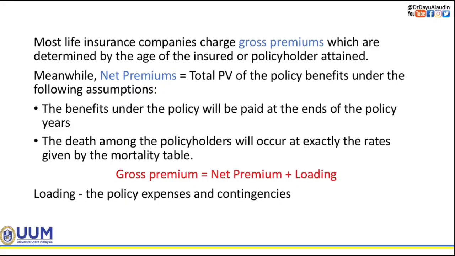Most life insurance companies charge gross premium, which is determined by the age attained by the insured or policyholder. So the gross premium is determined based on the current age. Net premium is equal to the total present value of policy benefit under the following assumptions. The benefit under the policy will be paid at the end of the policy year. The deaths among the policyholders will occur at exactly the rate given by the mortality table. So the gross premium is equal to net premium plus loading. So what is loading? Loading is the expenses or the contingencies that the insurance company has to bear.